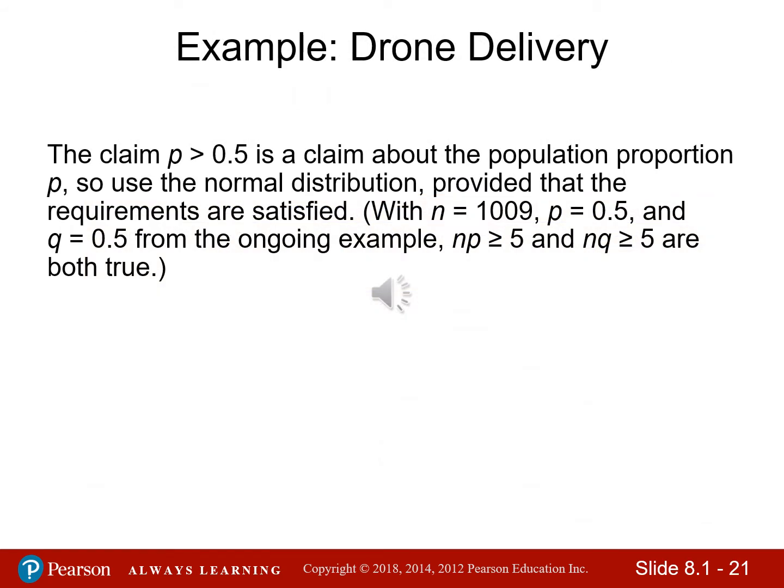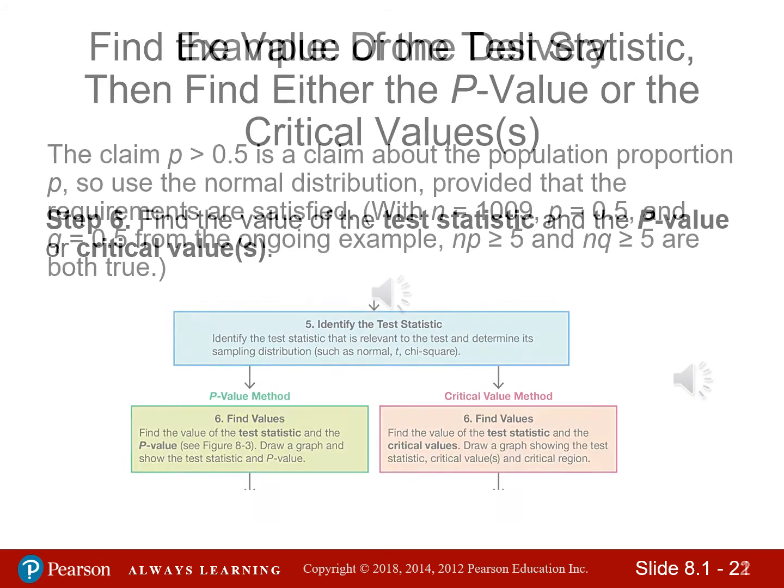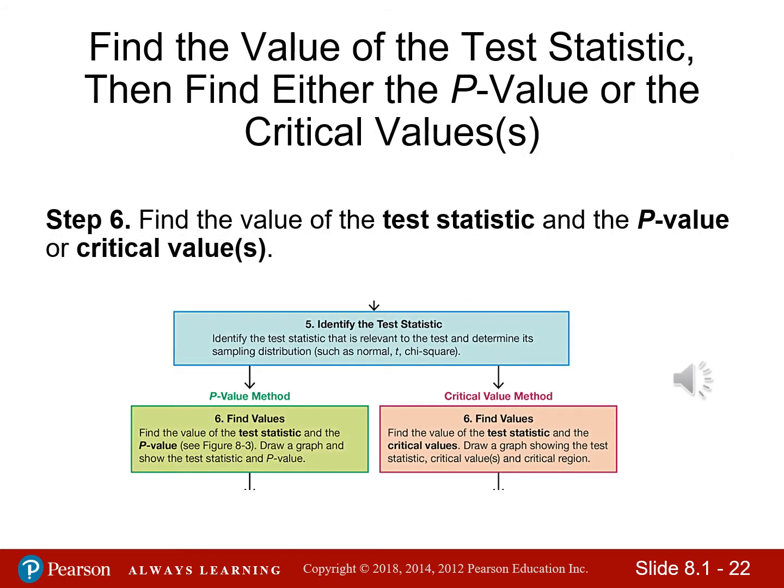Recall that the claim P greater than 0.5 is the claim about the population proportion in our drone example. So we'll use the normal distribution provided that the requirements for the normal distribution are satisfied. Step 6 is the step where we find the value of the test statistic and either the p-value or the critical value depending on the method we choose. But let's go ahead and use the p-value method for this example.